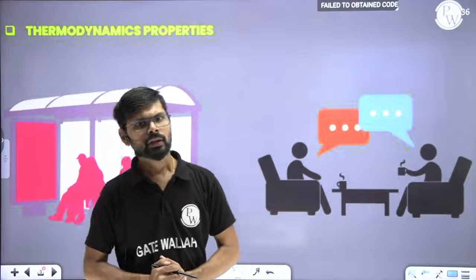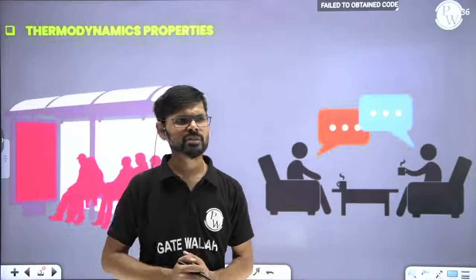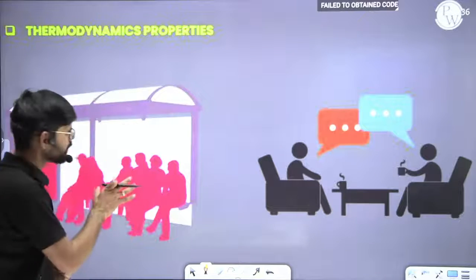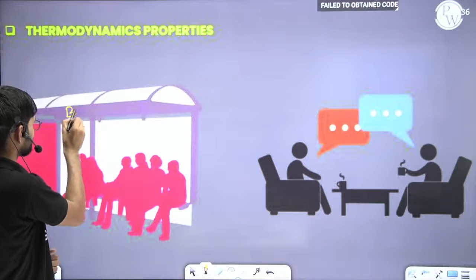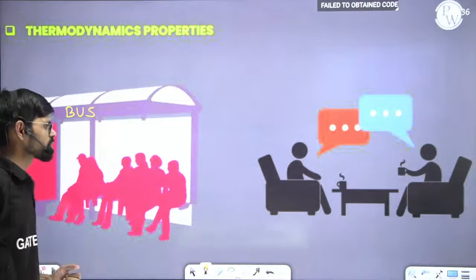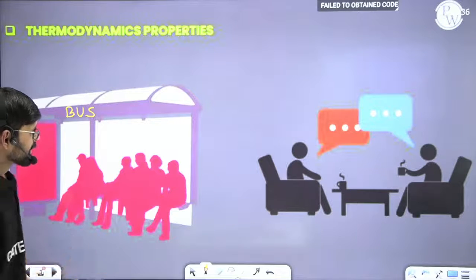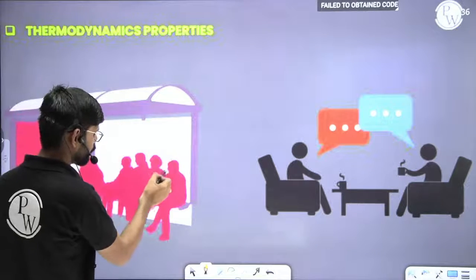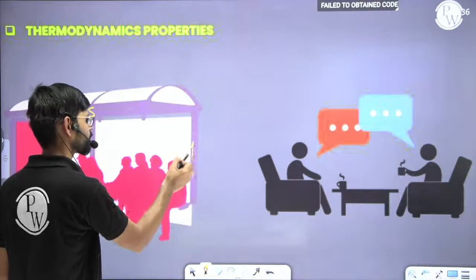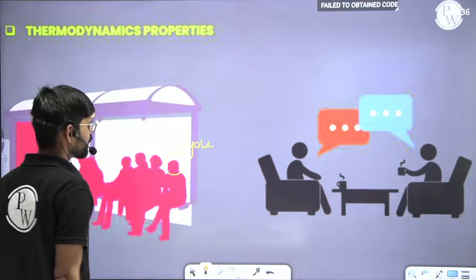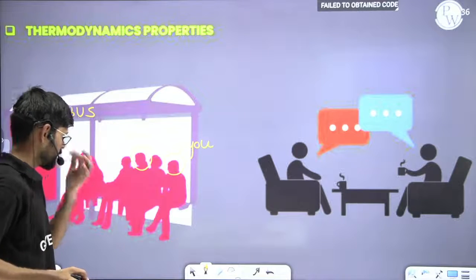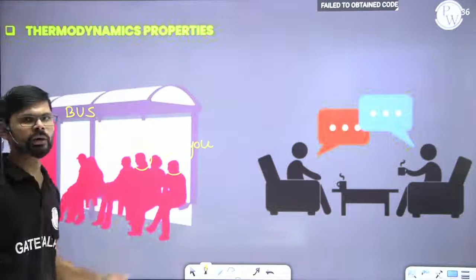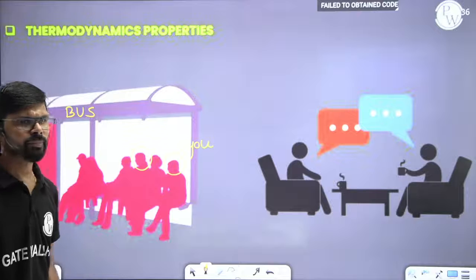Okay. Let me ask you one question. Suppose you are standing at a bus stop. This is a bus stop. Here it is written the bus, right? Now you are sitting, this is you. And this is one girl. You don't know her name, right?